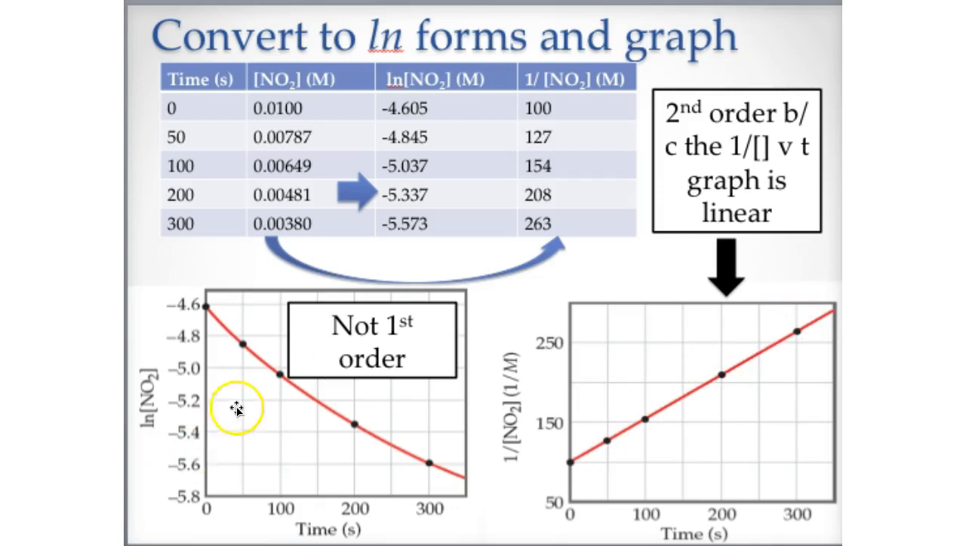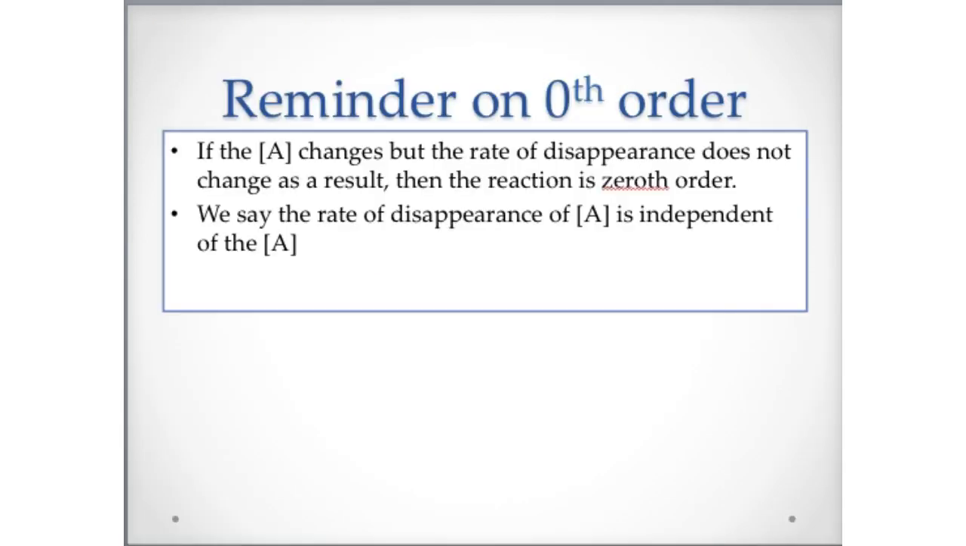There might be a situation where the line is straight, left and right, and that means that the reaction is 0th order. So it doesn't matter; the rate of disappearance does not change. If it doesn't change, then it's 0th order. So the disappearance of A is independent of the concentration in general.